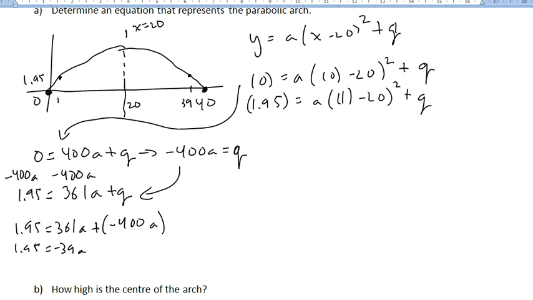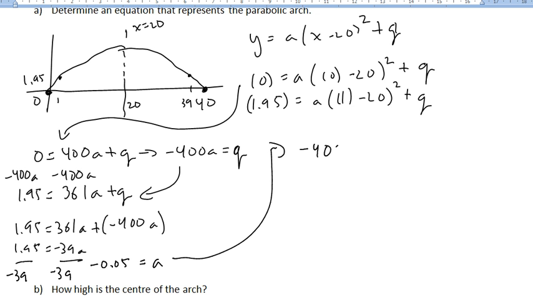Get myself a little space here. Divide by negative 39. I get a equals negative 0.05. Notice the question gave us decimals, so I'm going to allow you guys to work in decimals on this one. Okay, swing her back up here, and we'll throw that into that equation.